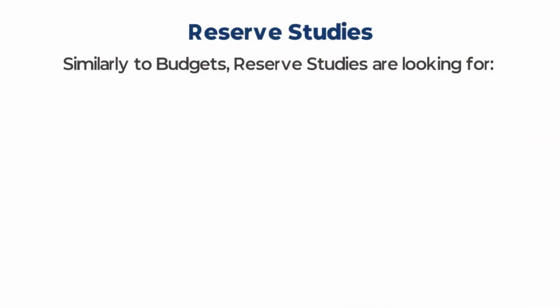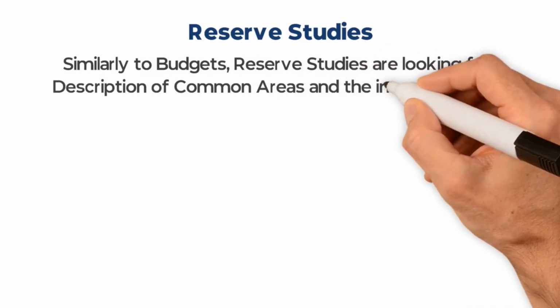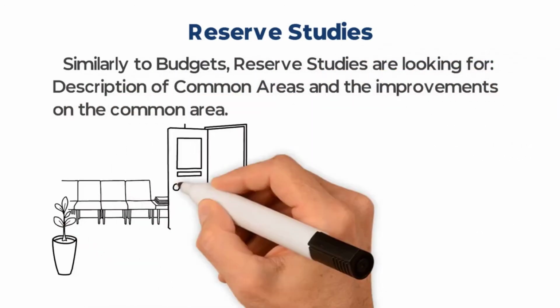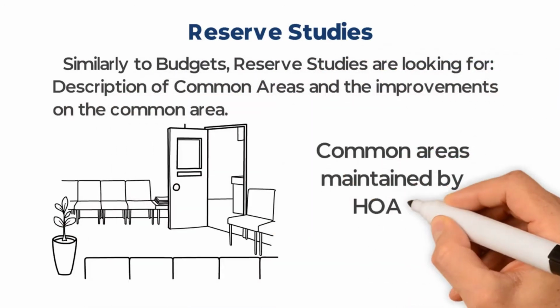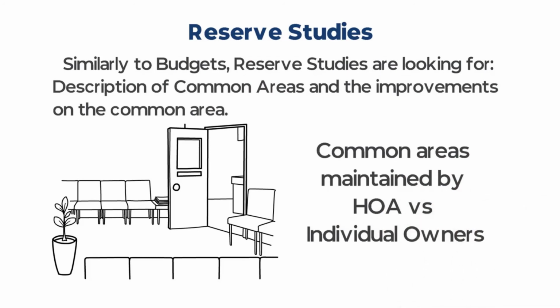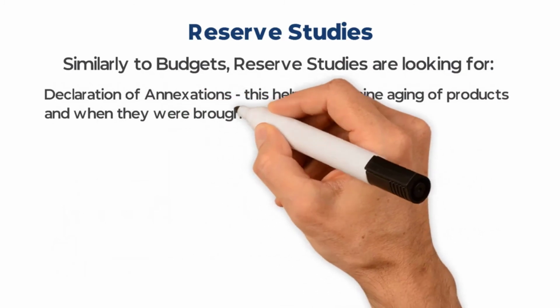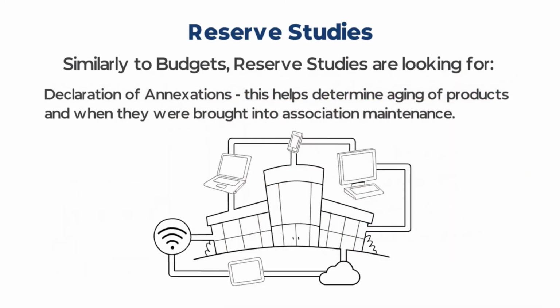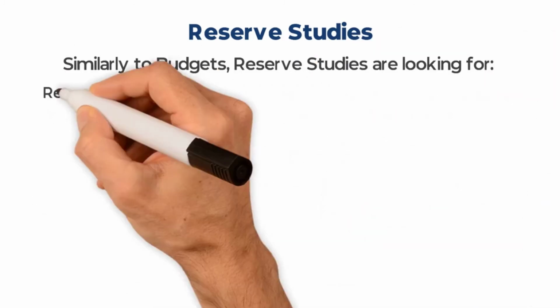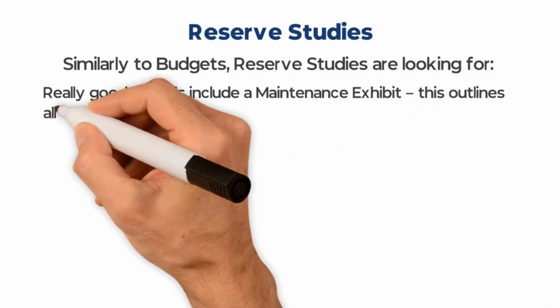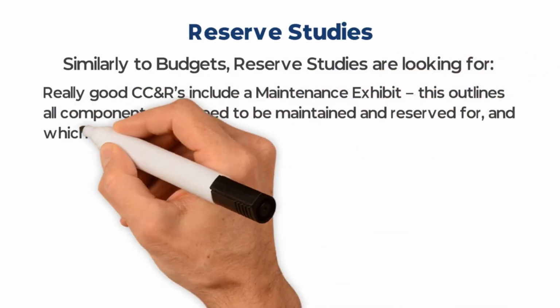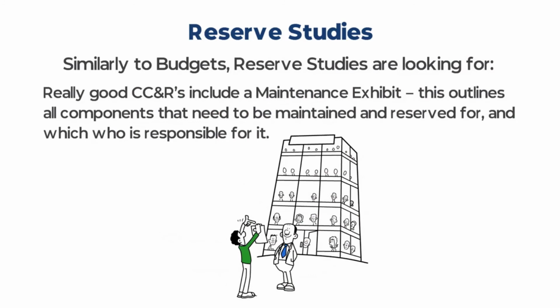Reserve studies. Similar to budgets, reserve studies are looking for a description of common areas and the improvements on the common area. Common areas maintained by the HOA versus individual owners. The declaration of annexation helps determine aging of products and when they were brought into association maintenance. Really good CC&Rs include a maintenance exhibit. This outlines all components that need to be maintained and reserved for, and who is responsible for it.